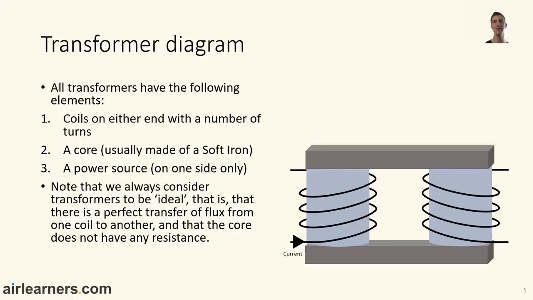We always consider a transformer to be ideal, which means that we never lose any power due to any kind of resistance within the coil. Now, in real life, there is no such thing as an ideal transformer. Nothing is ever perfect, and we always lose some energy in this process.